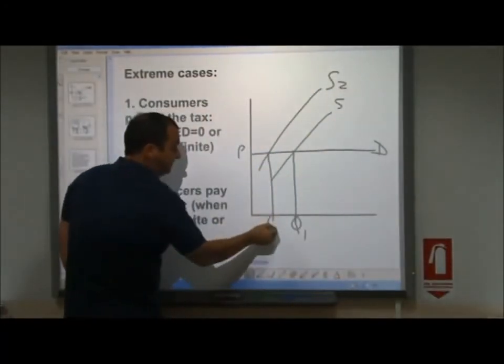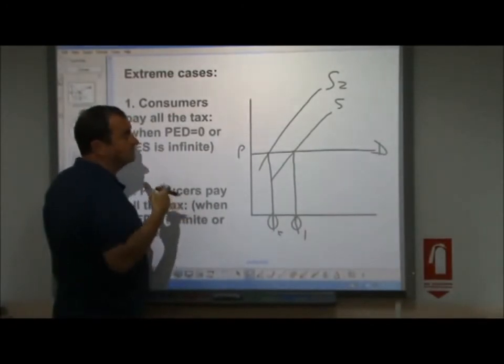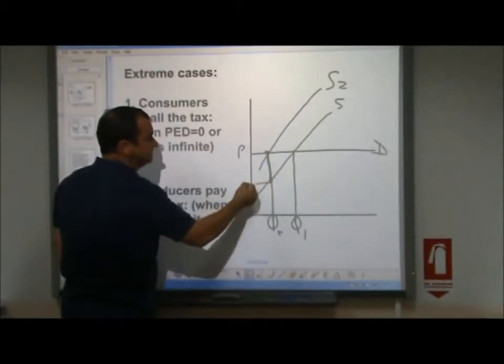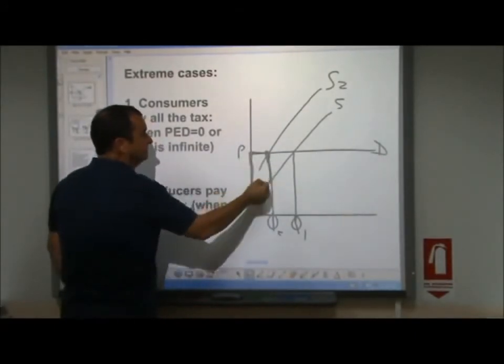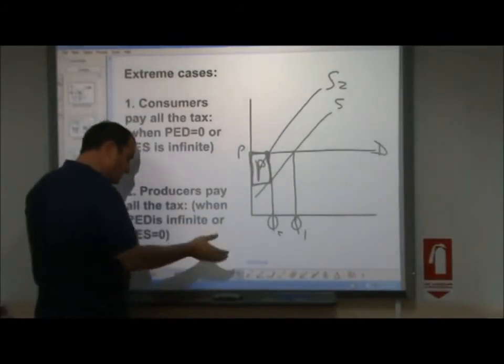There's the new equilibrium point. You can see the price has not changed, the consumers are not being burdened with any of the tax, and there's the vertical distance between the supply curves, that's the tax revenue for the government. There's no change in price, the producers must be paying all of it. Okay, so these are the extremes.